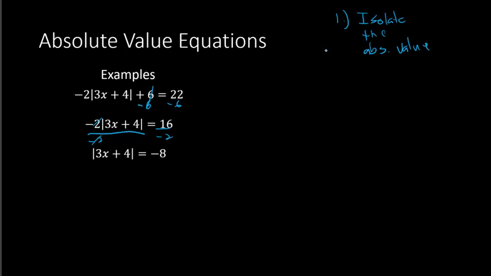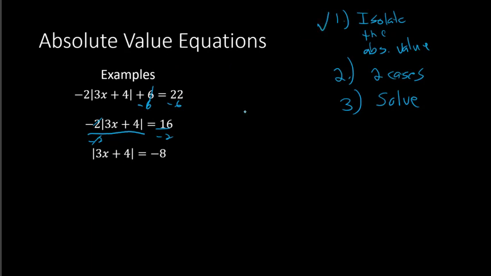All right, now from here, it's looking like what we had in the previous example. So once we've isolated, then we set up our two cases. So you set up your two different equations, and then once you have your two different equations, you can solve each of those. So that's your three main steps when solving any absolute value equation.